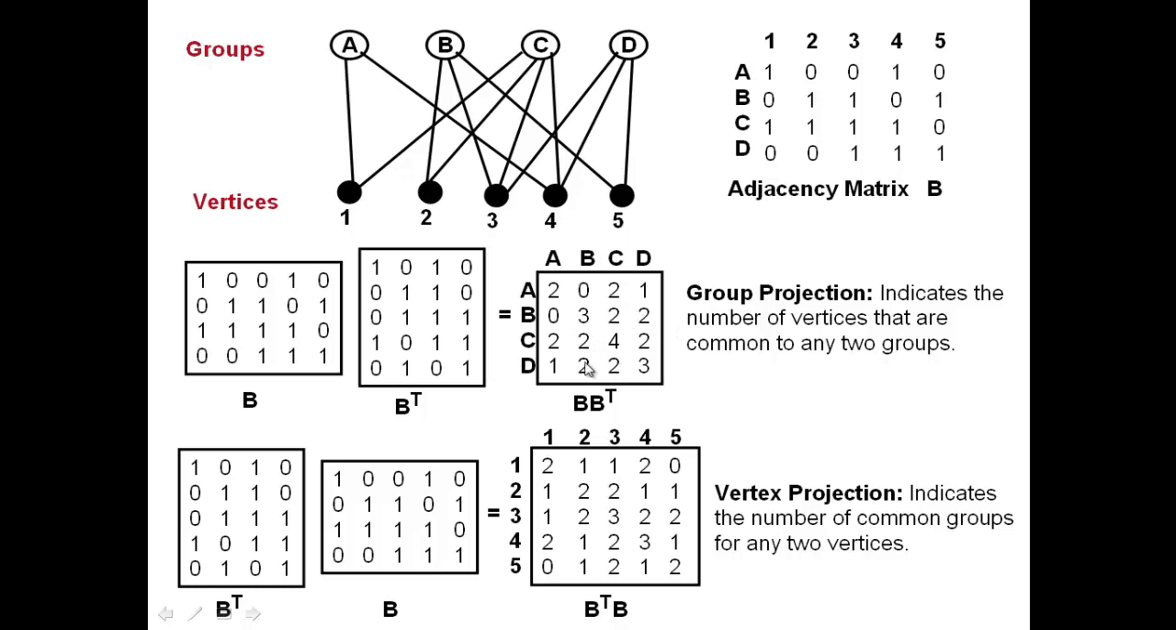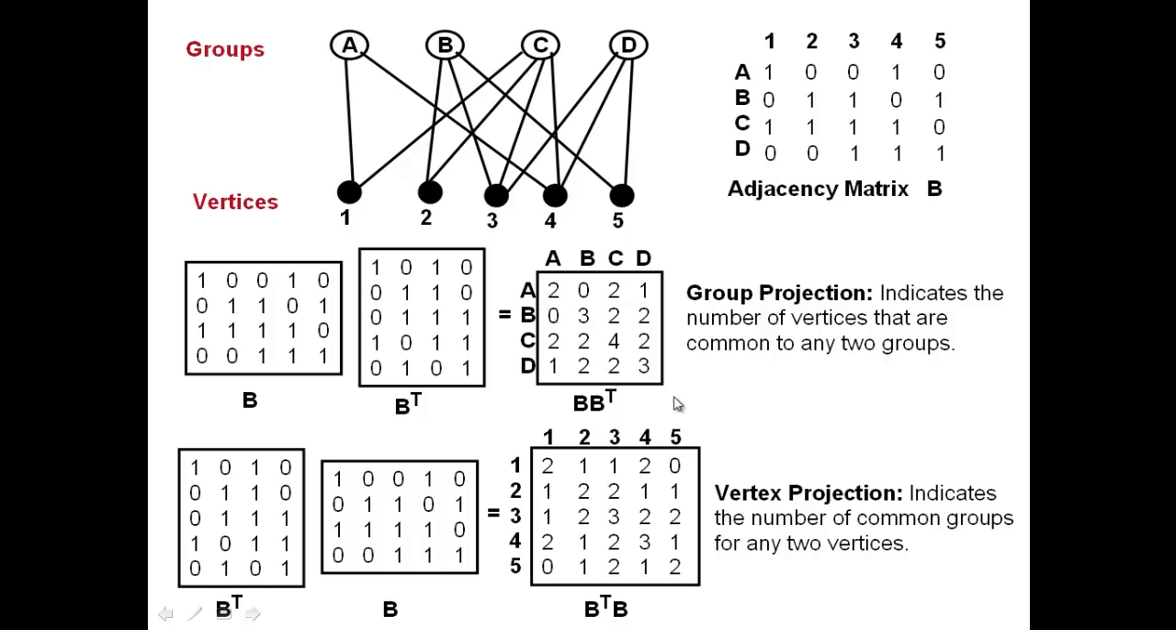Let's do one more, say DC. That means row D in the first matrix with column C in the second matrix. That's going to be 0 times 1 plus 0 times 1 plus 1 times 1 plus 1 times 1 plus 1 times 0. So it's going to be 2.